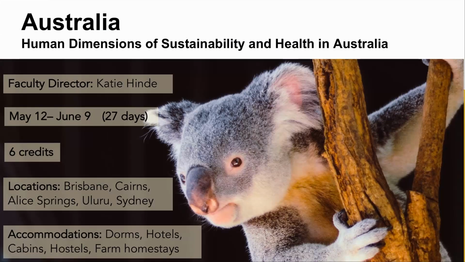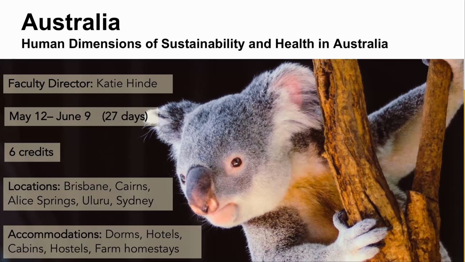So just to review each of these briefly for you, in Australia, we have the Human Dimensions of Sustainability and Health program, which is directed by Professor Katie Hind. This is a 27-day program that runs from May 12th to June 9th, and you earn 6 credits. You'll be studying how over 200 years of colonization in this area, along with more recent processes of urbanization and globalization, have brought really massive environmental, social, and political changes to the continent of Australia, with critical implications for its future sustainability. And this is a traveling program that visits the cities of Brisbane, Cairns, Alice Springs, Uluru, and Sydney, as well as other smaller cities located near some of these larger cities.